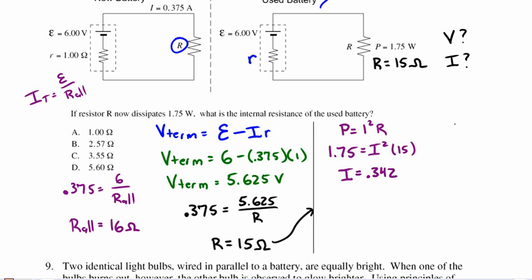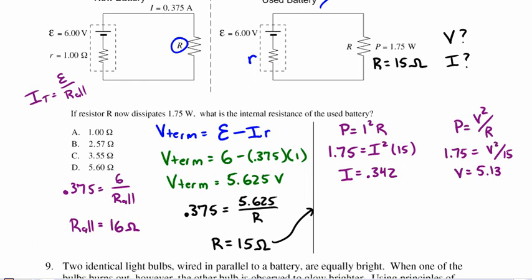You could do the same thing again and say power is equal to V squared divided by R. You could also do Ohm's law here. 1.75 is your power. Let's go and find this V squared divided by 15. And that voltage out there ends up being 5.13 volts. Again, you could do that also just with Ohm's law with just V equals IR.